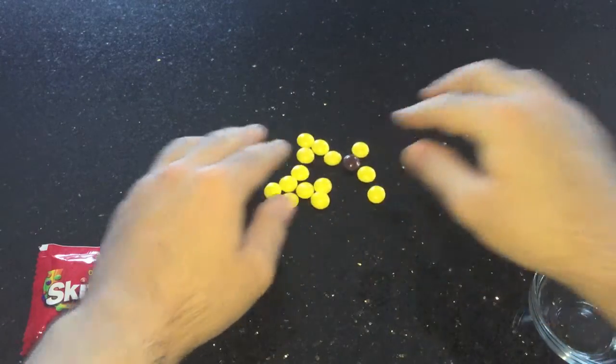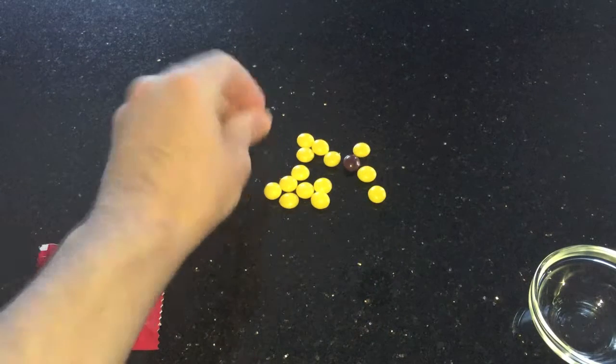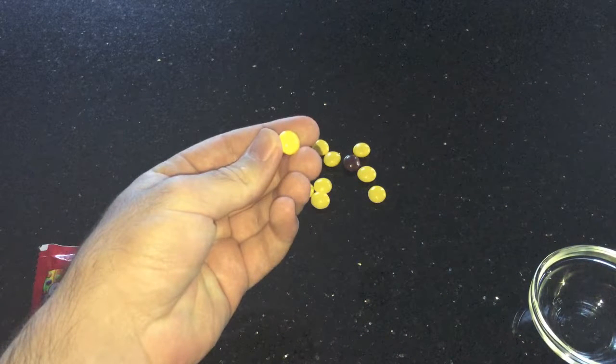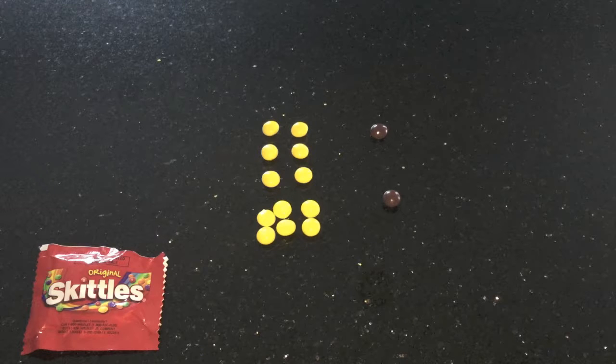In this demonstration, I acted as a predator. Let's imagine that the real reason why I ate the yellow Skittles was because they were easier to see than the purple Skittles. The 10-second eating intervals represented the population's generation, or the amount of time before organisms reproduce. After each 10-second interval, each Skittle multiplied, signifying their offspring.